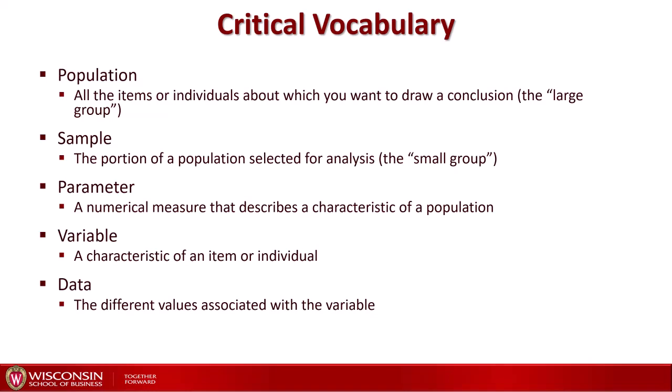A parameter is a numerical measure that describes a characteristic of a population. A parameter could be the average height in centimeters in the student population, for instance. A variable is a characteristic of an item or individual. In this case, the variable of interest is height. And finally, data are the different values associated with that variable. In this case, our data will be comprised of measures of the height of those 15 or 20 students in our sample.